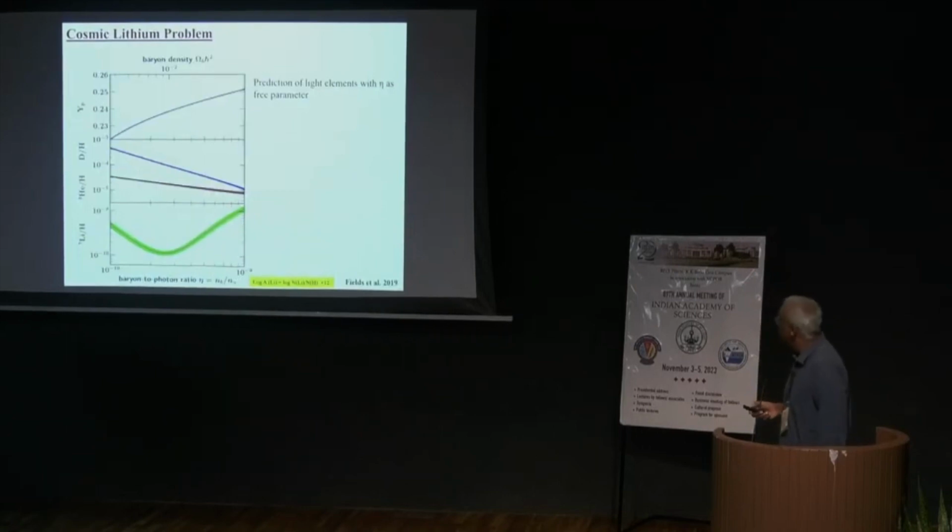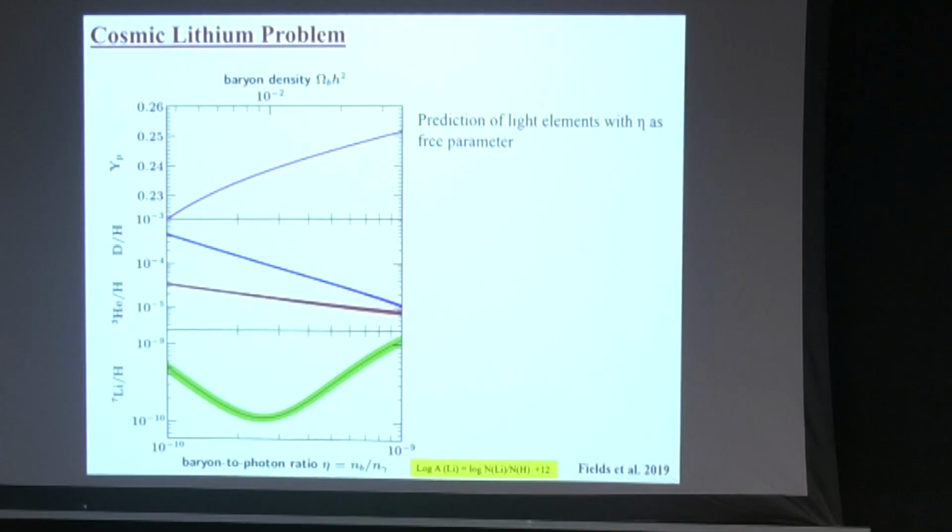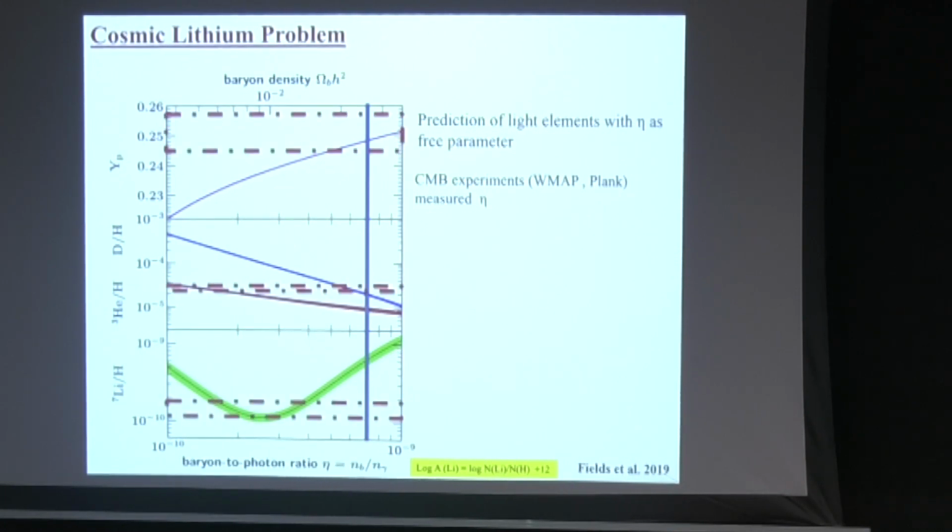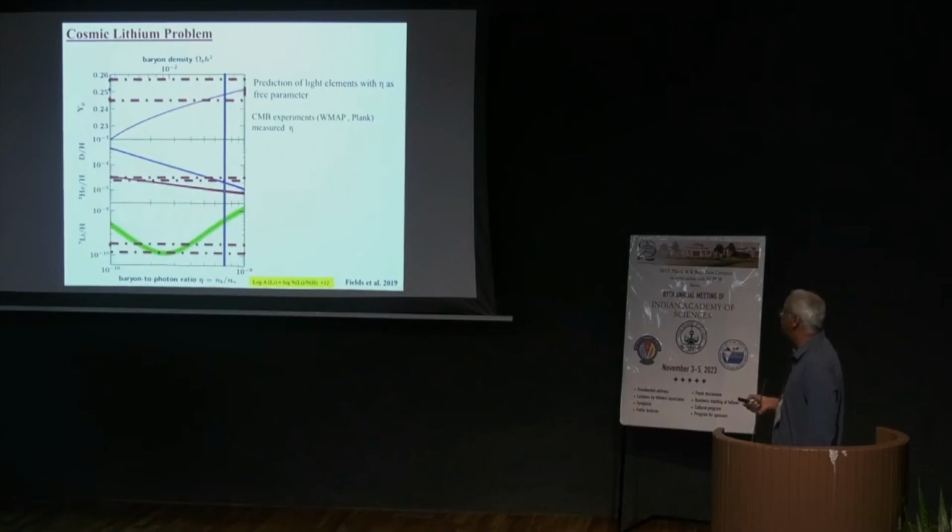So the cosmic lithium problem: we can see the prediction of light elements with eta as a free parameter. You can see here the helium, then the deuterium, and then 3He. They all came from the Big Bang nucleosynthesis. And this is the lithium. The baryon to photon ratio is a free parameter here. Once that parameter is fixed, you can see this is where the observations lie, and the helium observations are perfectly matching, and the deuterium are perfectly matching.